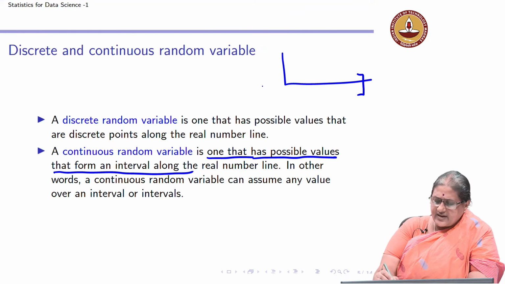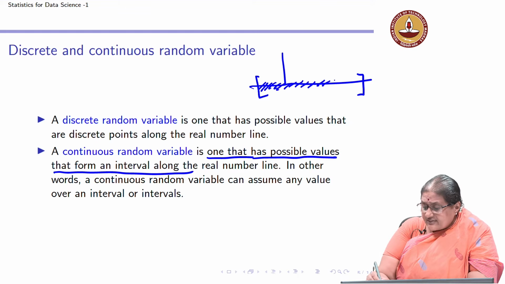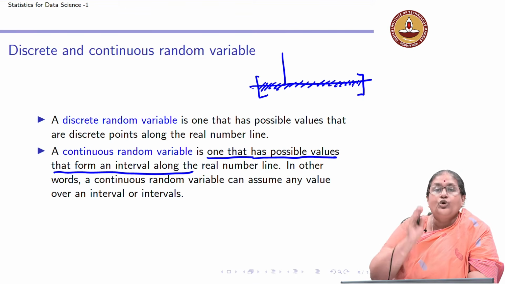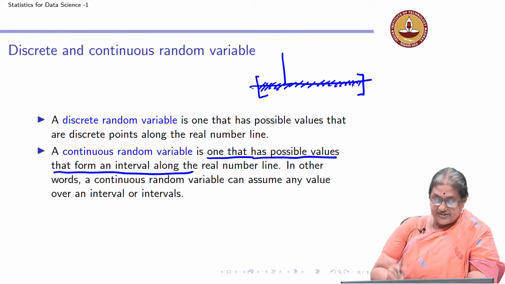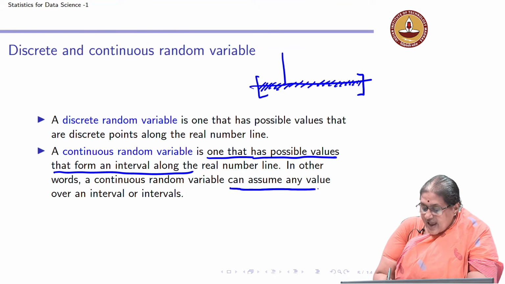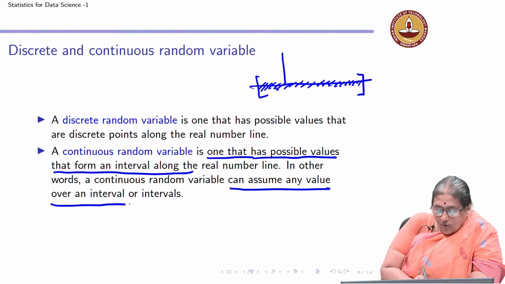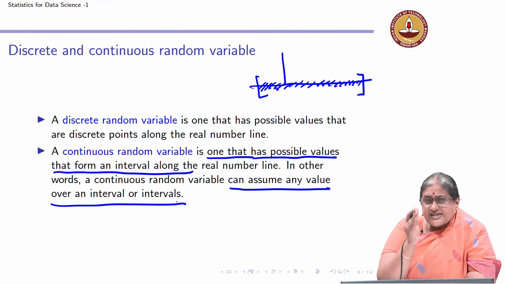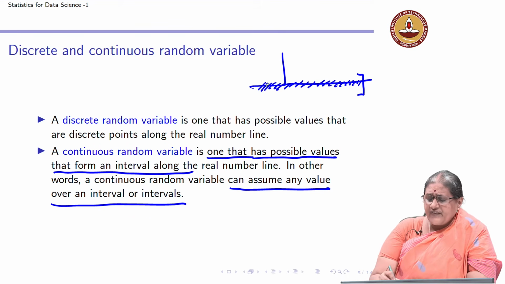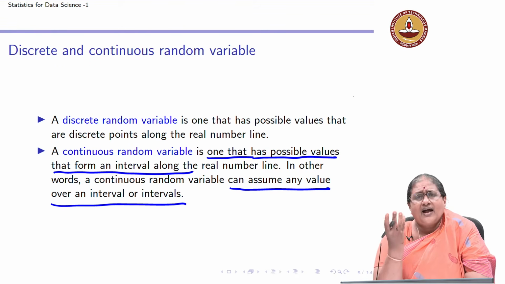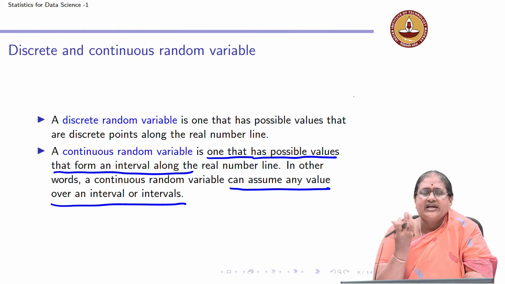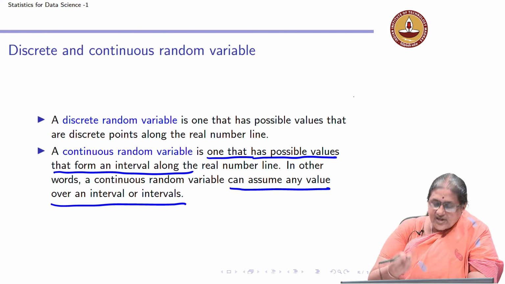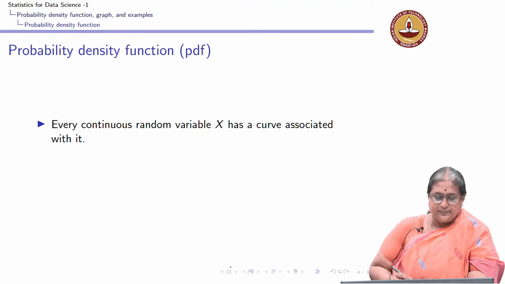Can it take negative values? Yes, it can take any value in this interval. I am not restricting it to discrete points. In other words, it can assume any value over an interval or intervals. This is the clearest definition. So I do not have a model for counts here, but instead of counting, I am measuring. So the minute I am going to measure over an interval.